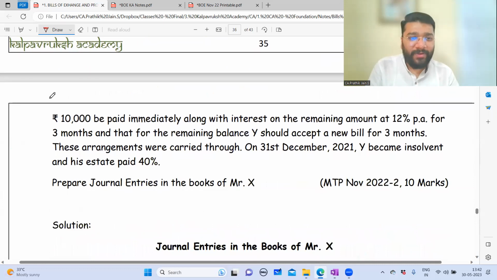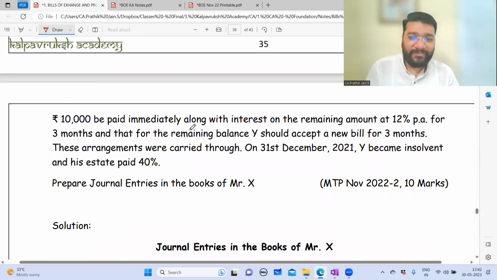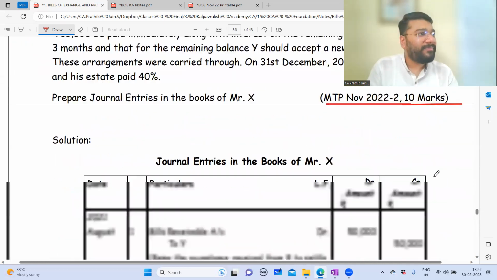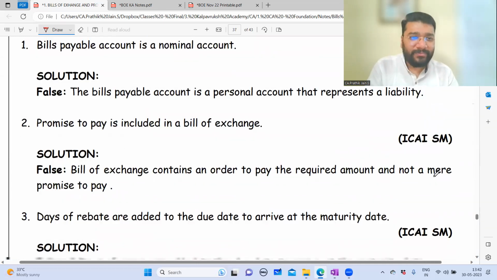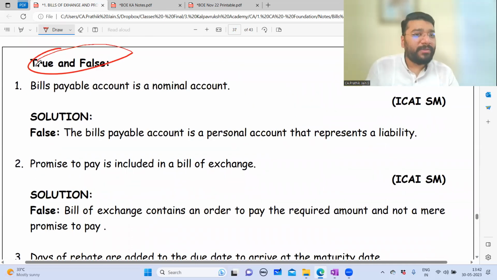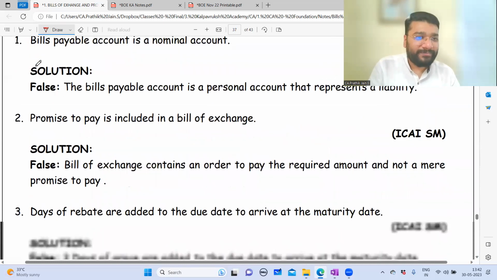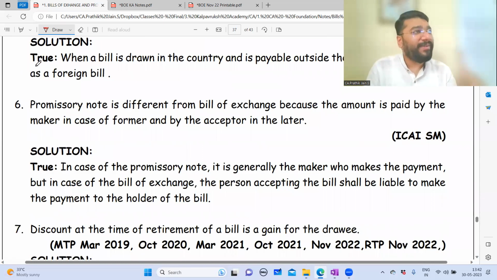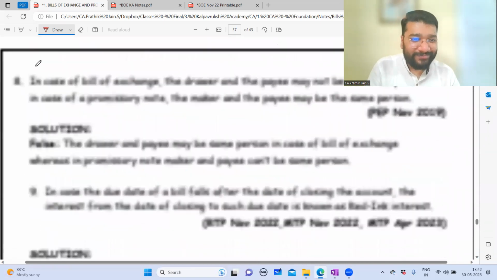27th question, homework. MTP November 20, 10 marks. No, that's all. Wait. True and false, homework. I'm telling you, when I'm saying wait means wait. There is something I'll tell. Wait.